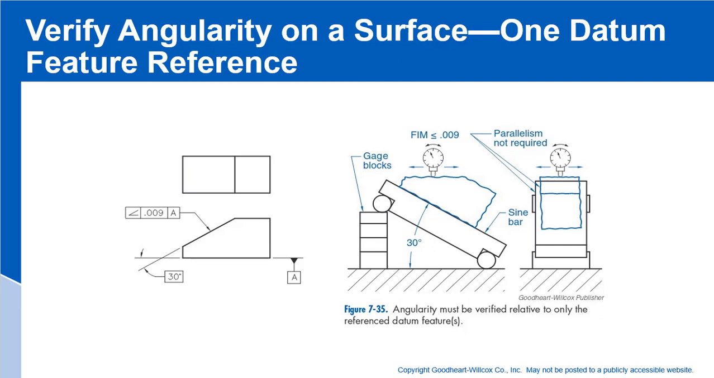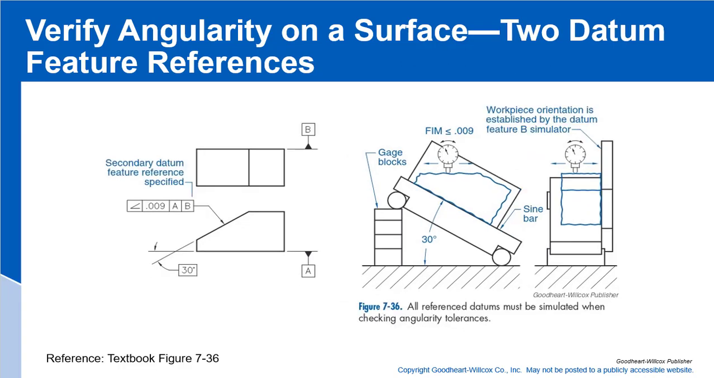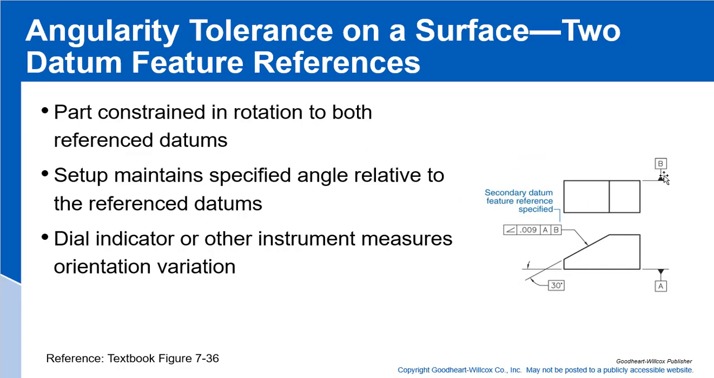What if we had an angularity tolerance on a surface with two datums? That would be this one right here. So we've got datum B and datum A. In the last example, we had just datum A, but here we've got a secondary datum specified. That would be on the far side of the surface. So what does that look like when we go to inspect that?